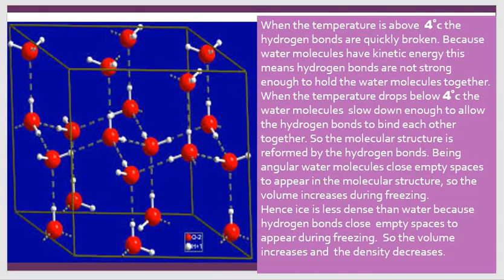Being angular, water molecules cause empty spaces to appear in the molecular structure. So, the volume increases during freezing. Hence, ice is less dense than water because hydrogen bonds cause empty spaces to appear during freezing. So, the volume increases and the density decreases.